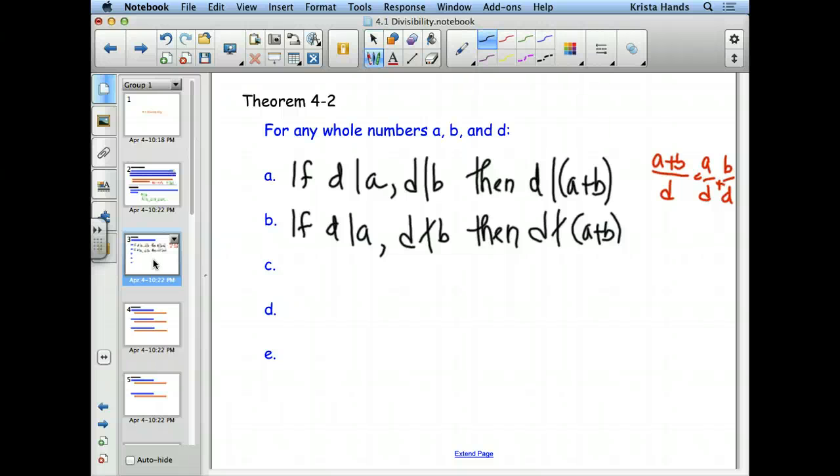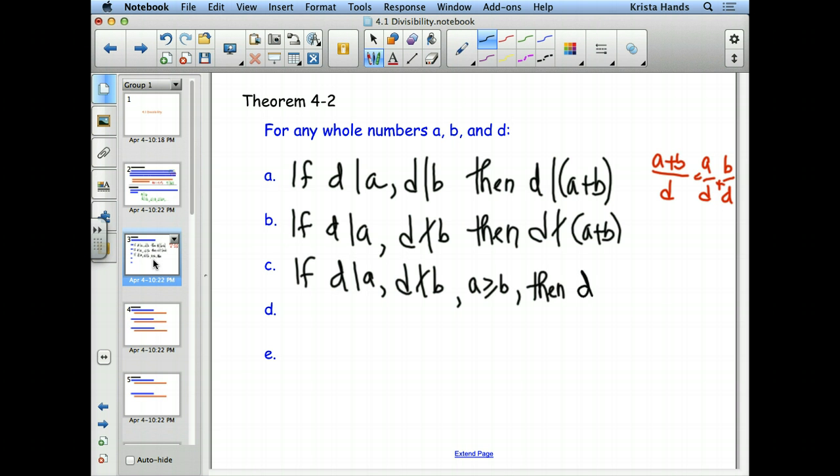Third one. If D divides A and D divides B, and we're going to actually say that A is greater than B. I'll tell you greater than or equal to B. I'll tell you why on that in a minute. Then D divides the difference as well.